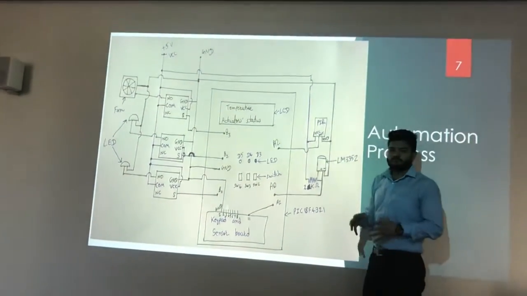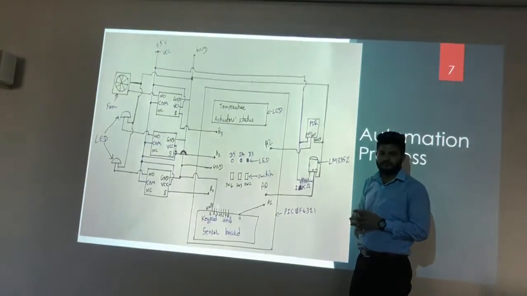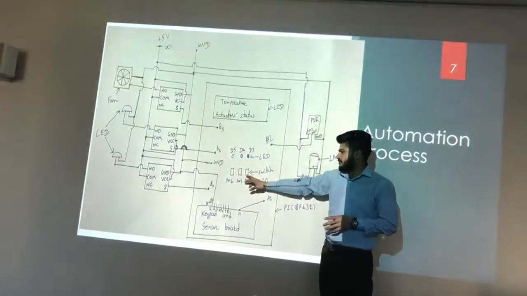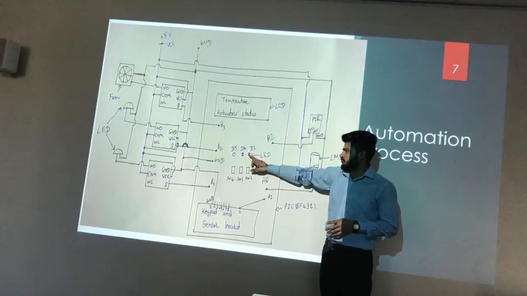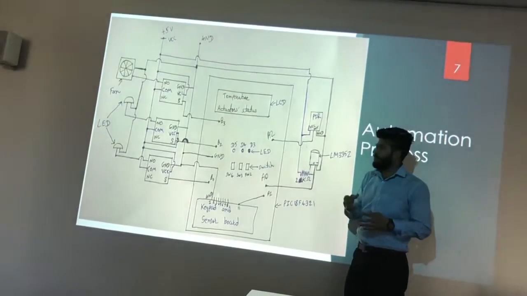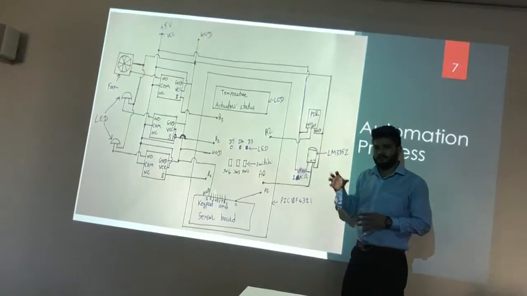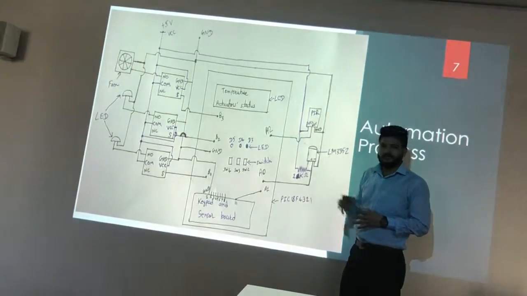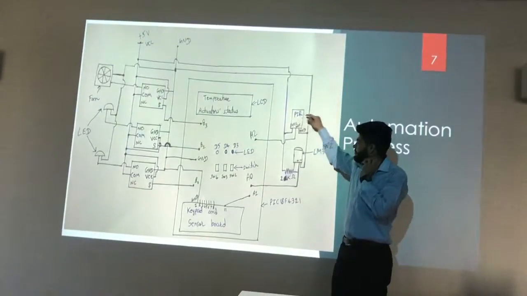If anybody wants to stop the automation process, they can press switch 2. When switch 2 is pressed, LED D3 will blink, and it will turn off all the processes and go back to the password requirement. Until then, it will run continuously.